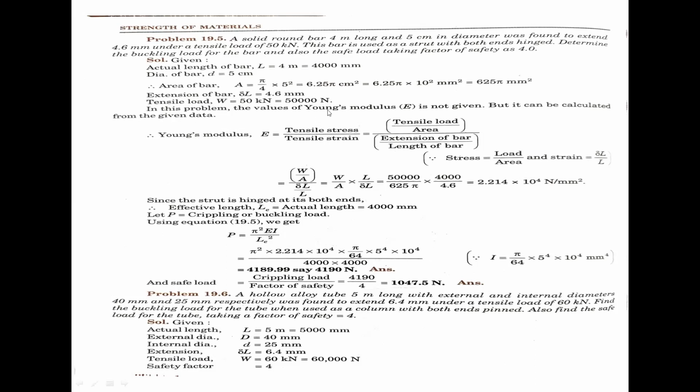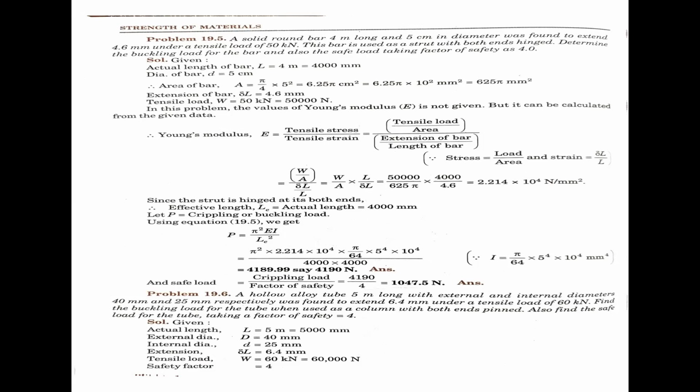Now in this problem the value of Young's modulus E is not given, but we can calculate it from the given data. Young's modulus E equal to tensile stress by tensile strain. Stress equal to load by area, strain equal to change in length by original length. You have to follow the formulas. E equal to W by A divided by delta L by L, that equal to W by A into L by delta L. Substituting, finally Young's modulus E is 2.214 into 10 to the power of 4 newton per mm square.